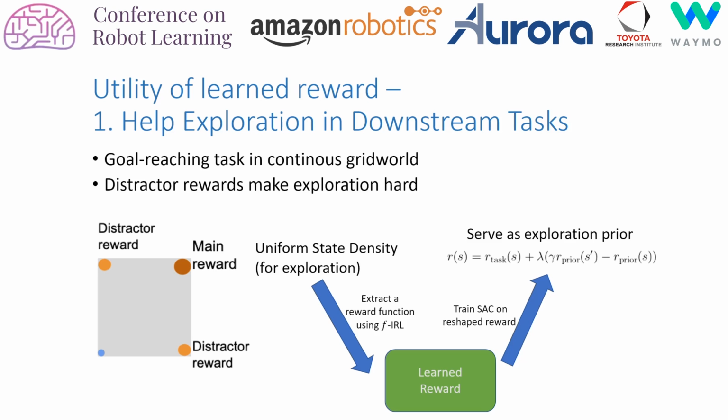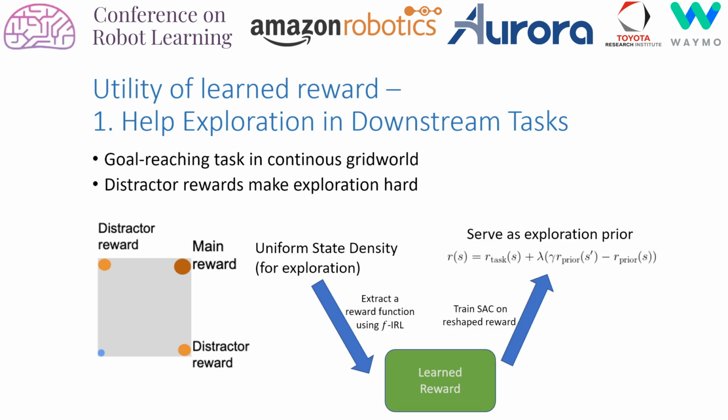However, the environment also has task reward on the other 2 corners to distract the agent. To solve this task, we need to do reward shaping, which encourages the agent to explore. We call the extra reward in the shaping term the prior reward for exploration. Instead of manually designing it, we can use inverse RL to learn it. f-IRL naturally learns the prior reward by matching the uniform state density as an exploration task.